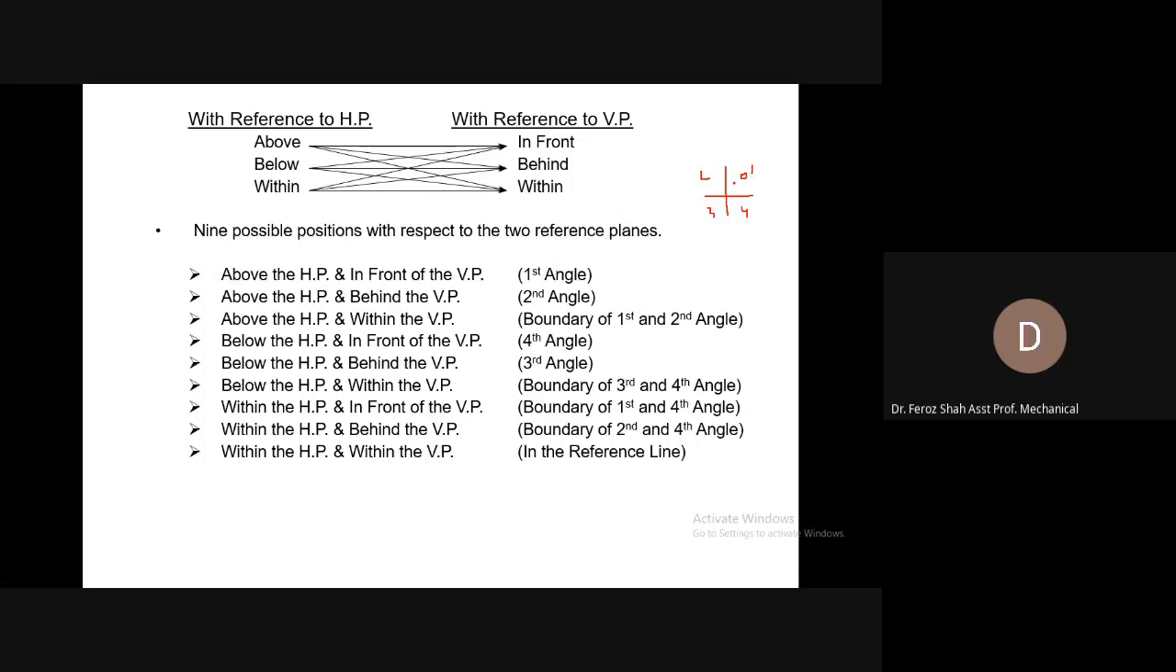And when we draw its projections, the projections would be according to the first angle projection. The projection drawn would be according to the first angle projection. We will see what the difference is between the first angle projection and the third angle projection.